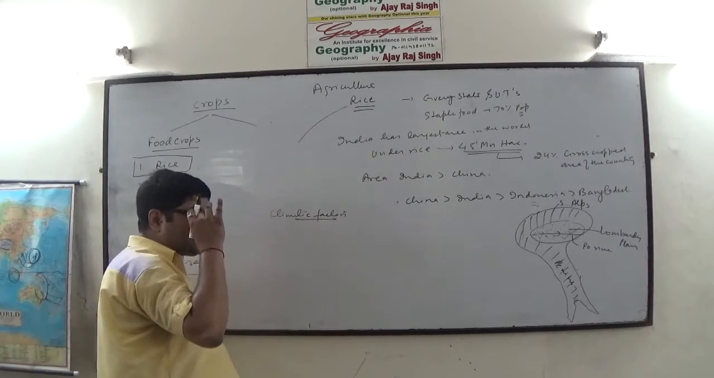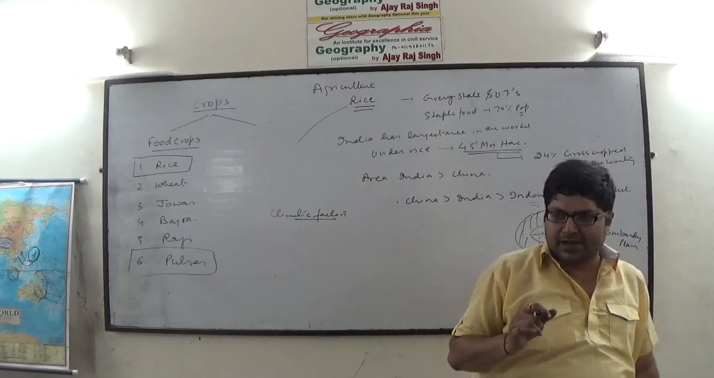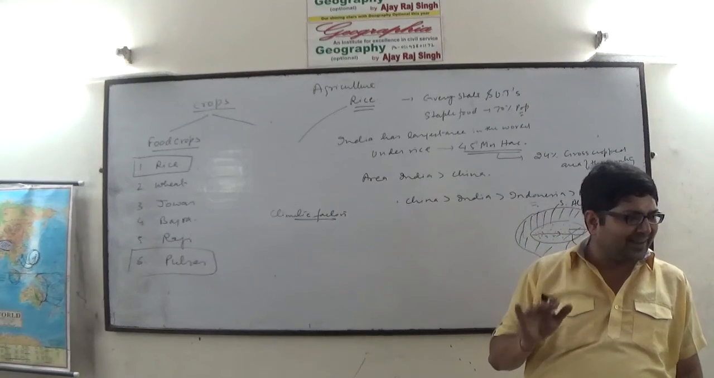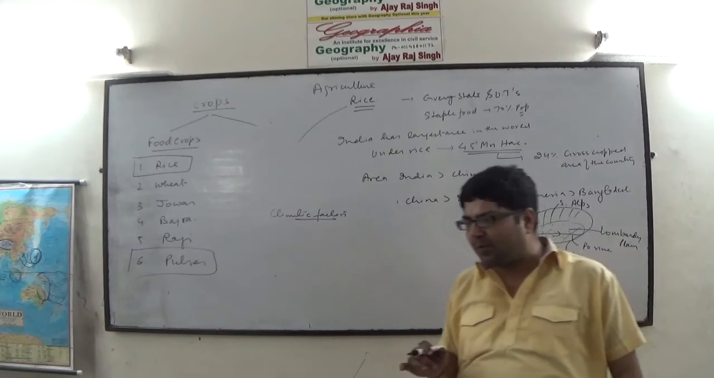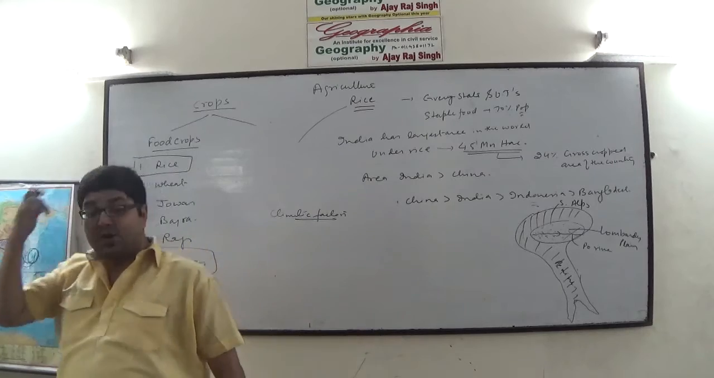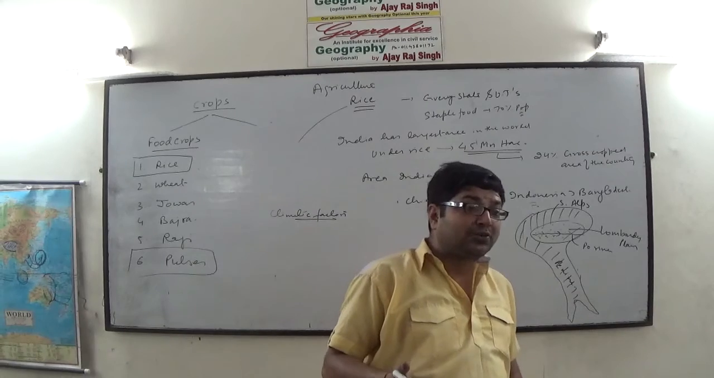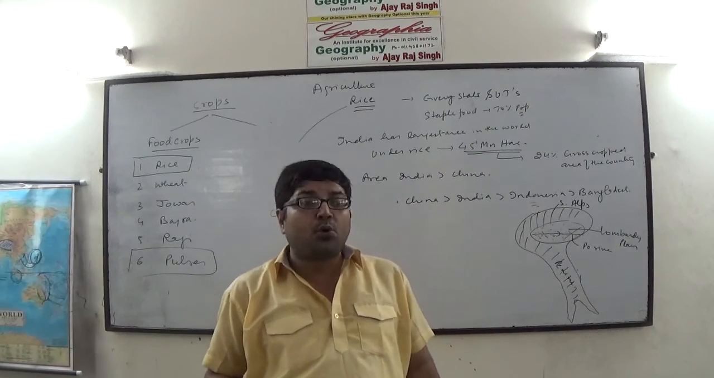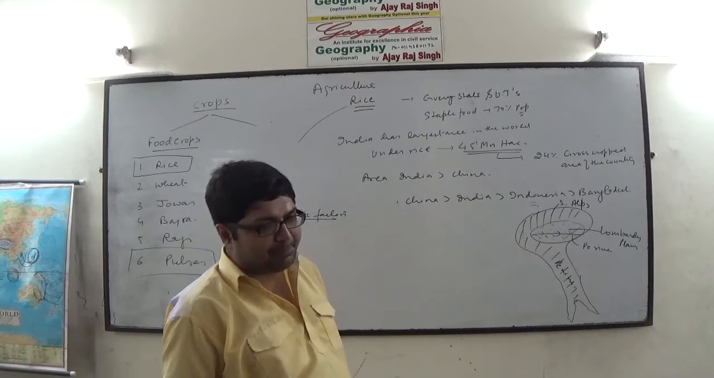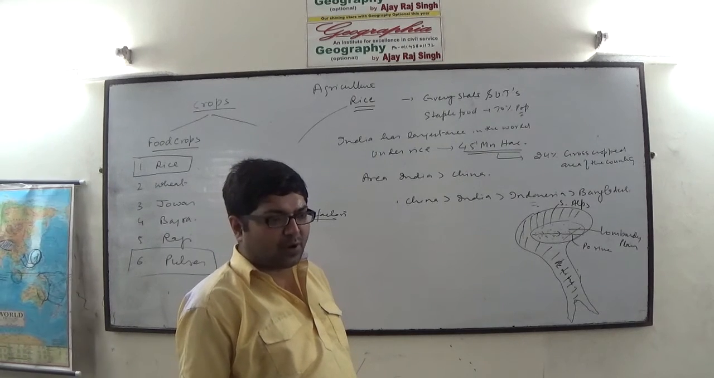Rice crop requires warm and humid condition. It is a kharif crop. Temperature should be above 21 degrees centigrade. And in areas where irrigation facilities are not available, rice can be grown only in those areas where rainfall is more than 100 centimeters. That is temperature. Hot and humid conditions are required.